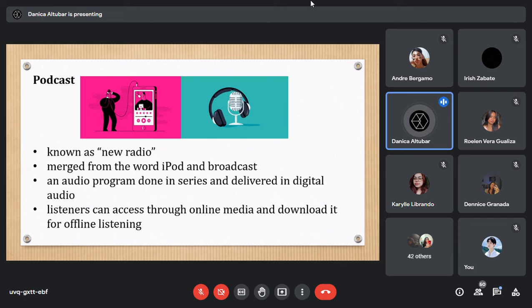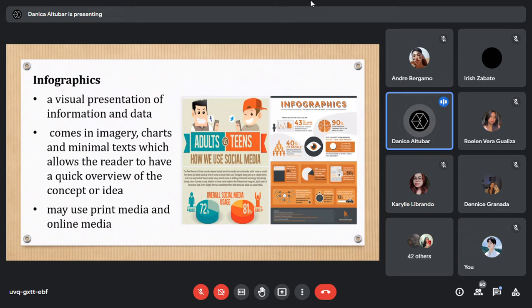Okay. And the last mode of delivery is ebooks. Okay? So the last mode of delivery, infographics, I almost forgot. Infographics is a visual presentation of information and data. It comes in imagery, charts, and minimal text, which allows the reader to have a quick overview of the concept or idea. It may use print media and online media.